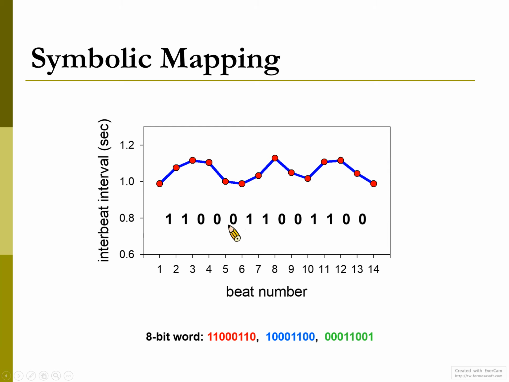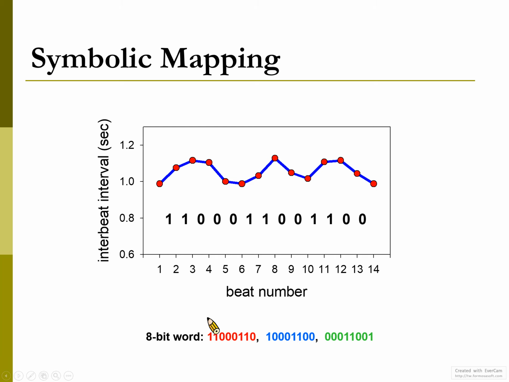Then we can further define the word of this sequence using an n-bit word. In this case, we use the 8-bit word, which means that we first capture the first 8 sequence, which is 11000110. And then we use the sliding window and move to the next 8 bits, which is 10001100. Similarly, we can move the window along the whole binary sequence to generate different patterns.